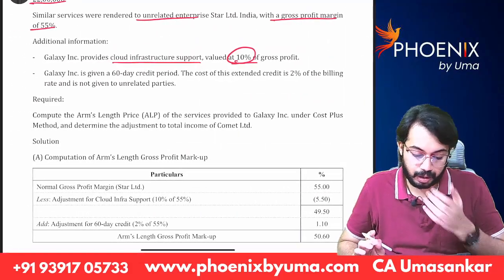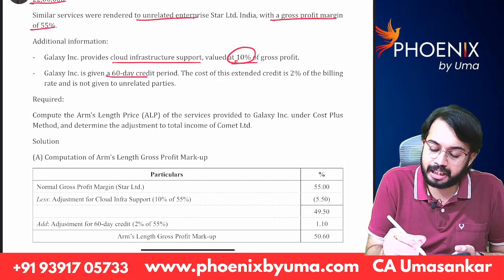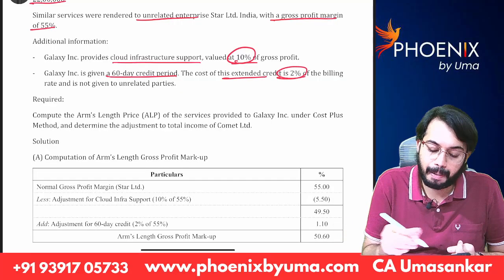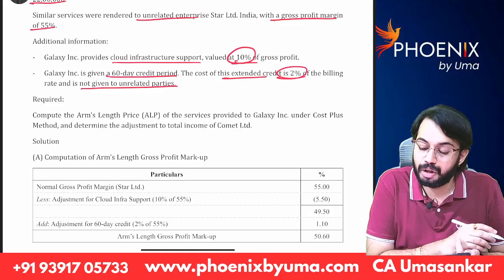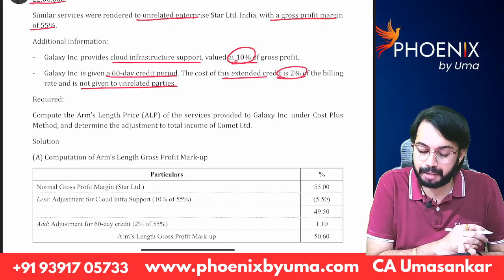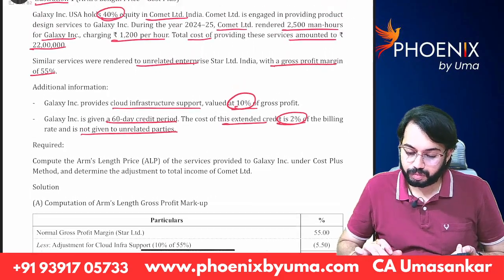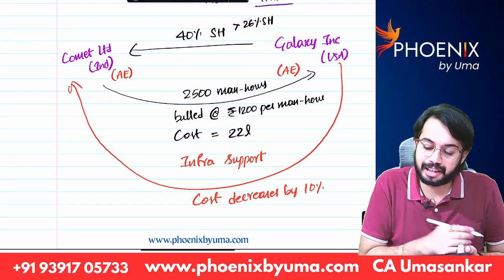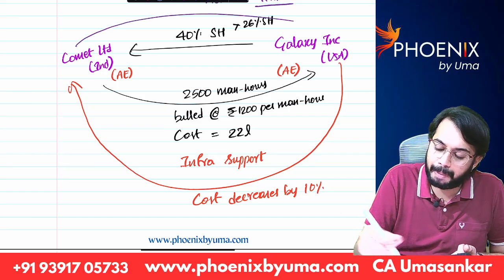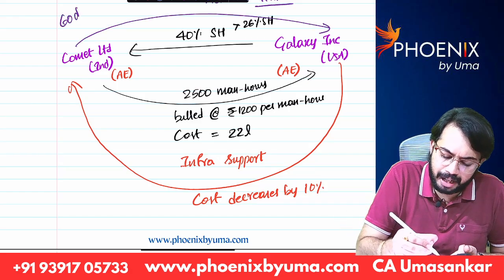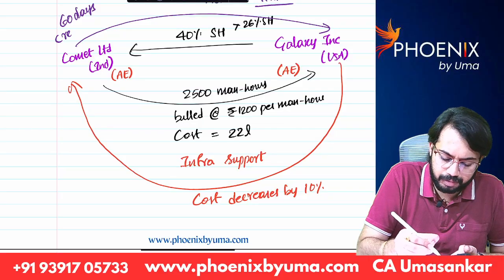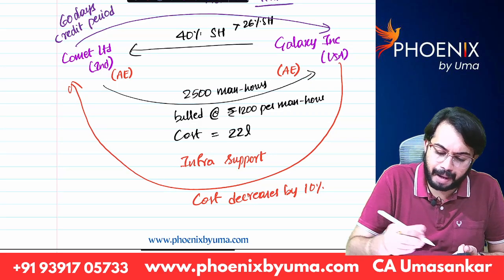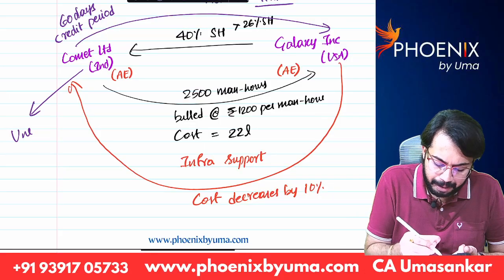Next. Galaxy Inc. is given a 60-day credit period. Cost of this extended credit is 2% of the billing rate and it is not given to unrelated parties. So what do you mean by this? Galaxy Inc. is related party, right? For related party, 60 days credit period was given. Okay. For unrelated parties, will Comet Limited give credit period?